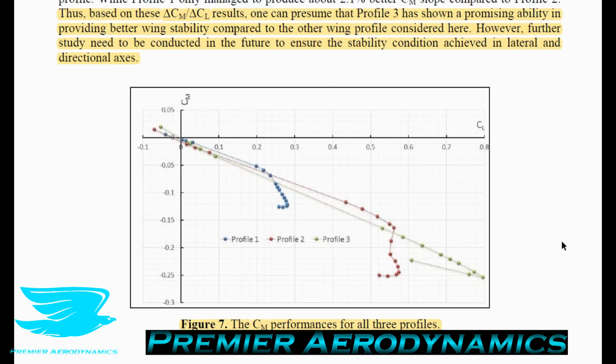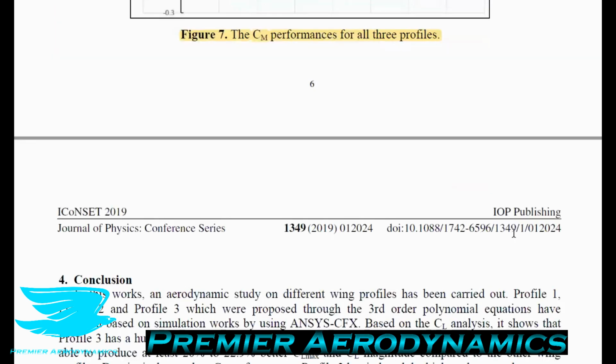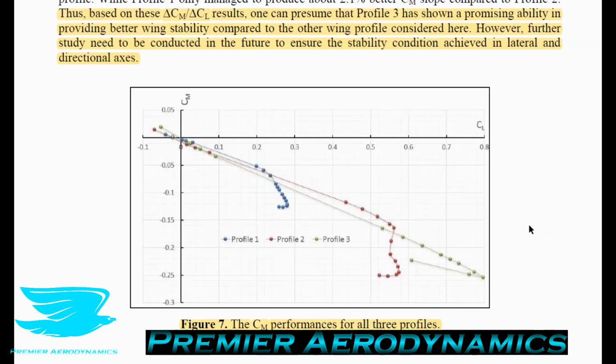these profiles have the moment coefficient plotted on the y-axis and the lift coefficient plotted on the x-axis, and they show that it's a negative slope for all three profiles, which is really good. It means that these profiles are very stable. And interestingly, they all have about the same slope. Profile 3 has the best negative slope, but then profile 2 and profile 1 are still pretty good. And the more lift you produce, the more negative the moment coefficient becomes.